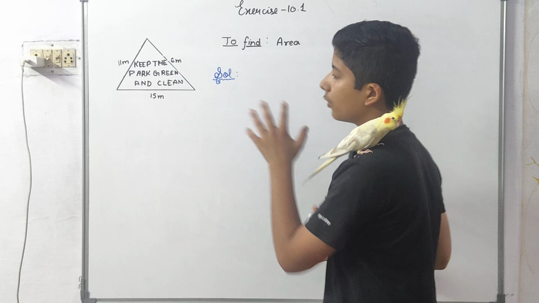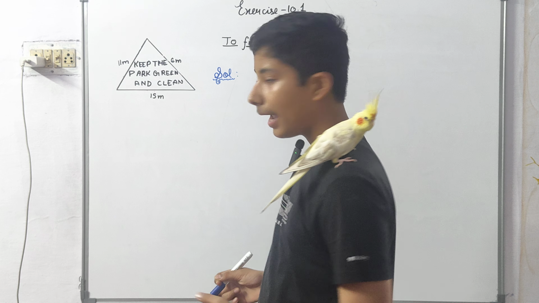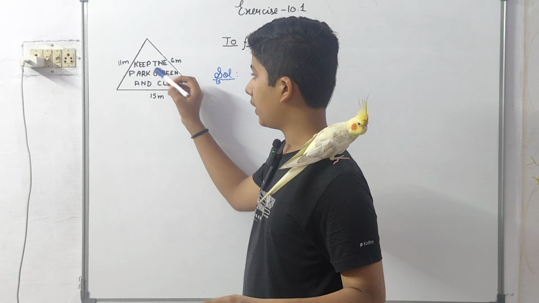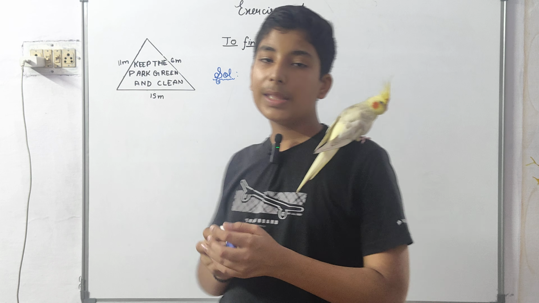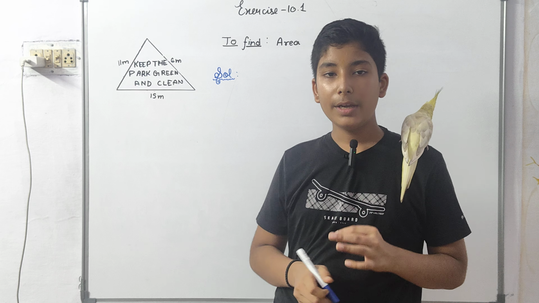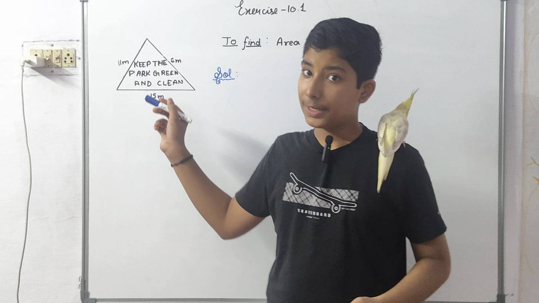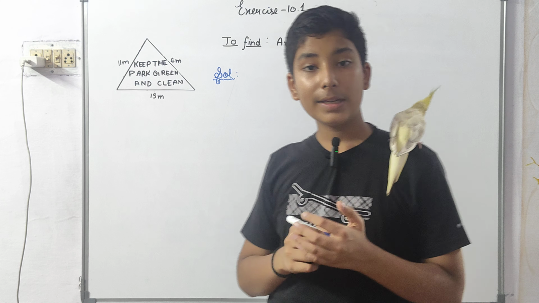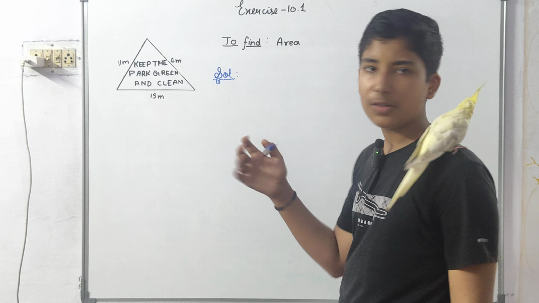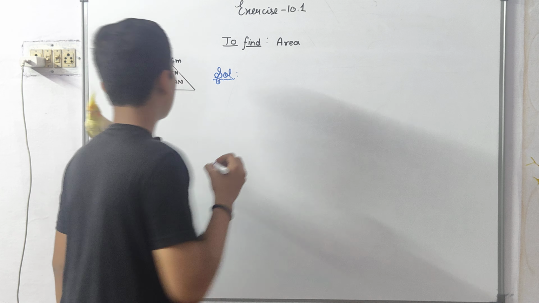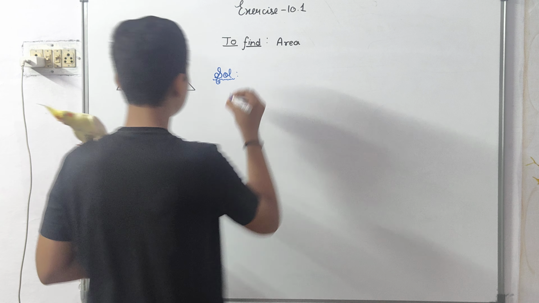Let's start. It is given that there is a wall of triangular shape, and on this wall it is written: keep the park green and clean. Basically this wall is placed inside a park and it is to be painted. We have to find out what is the area to be painted. So simply we'll have to find the area. The sides are 11 meter, 6 meter and 15 meter.